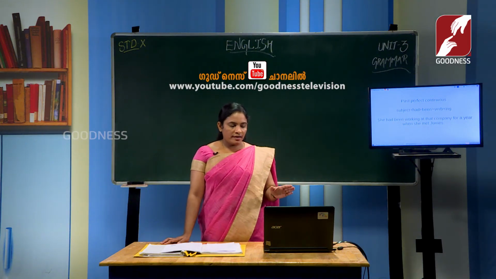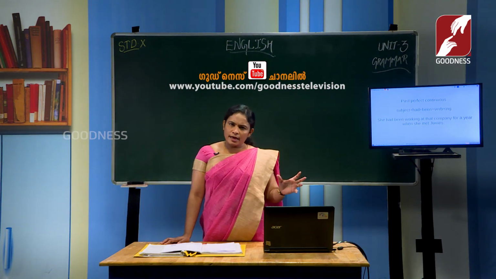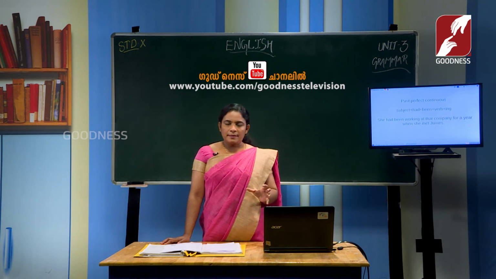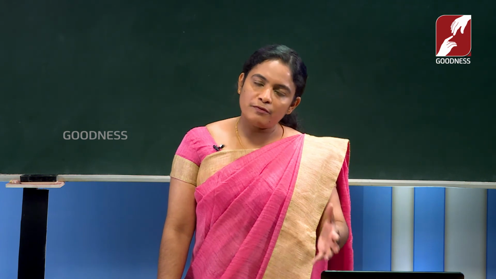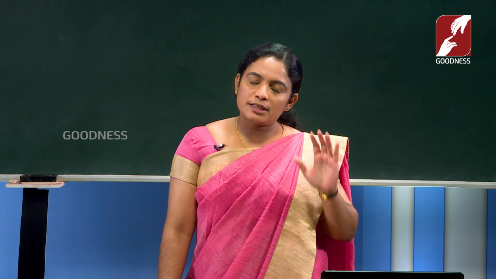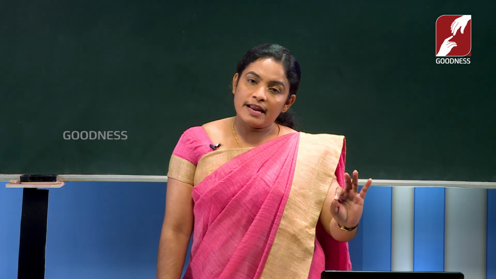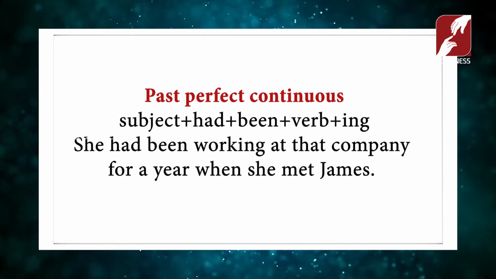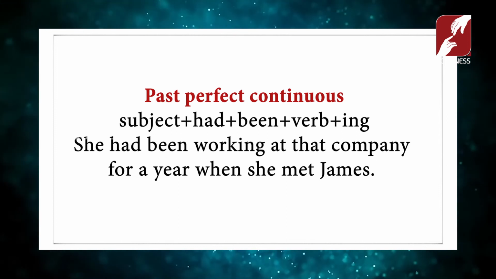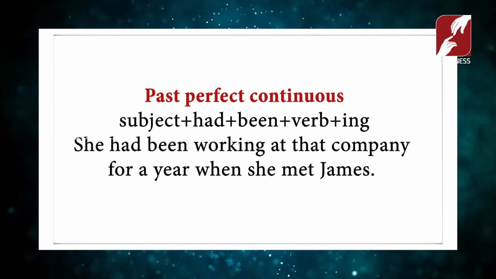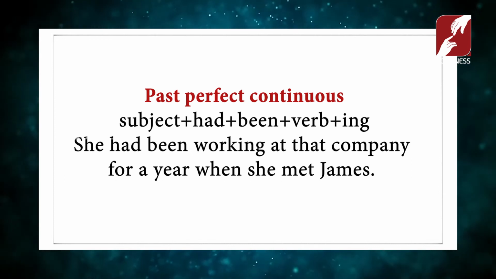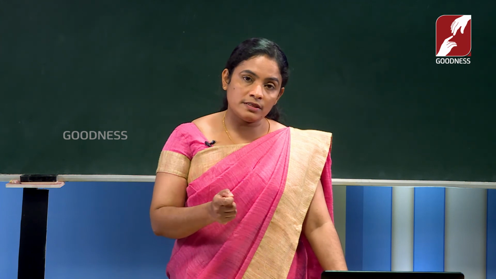Here an action started in the past and continued for some time, and it stopped in the past when another event occurred. Do you understand? Here the first event is she had been working at that company for a year. Then what happened after 1 year? She met James. After that she stopped the work. That means that action was going on till another event occurred.